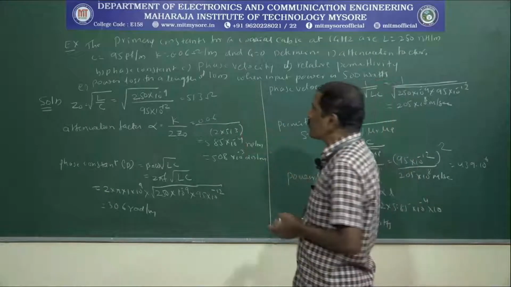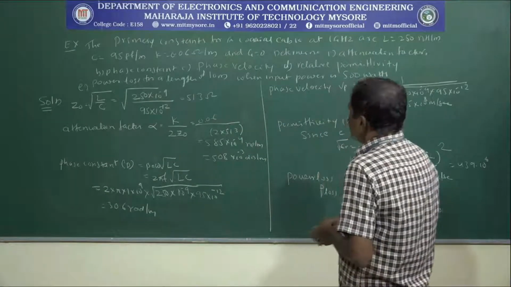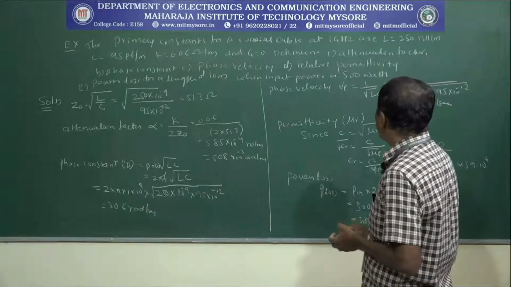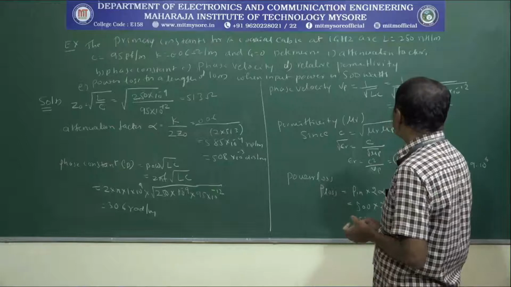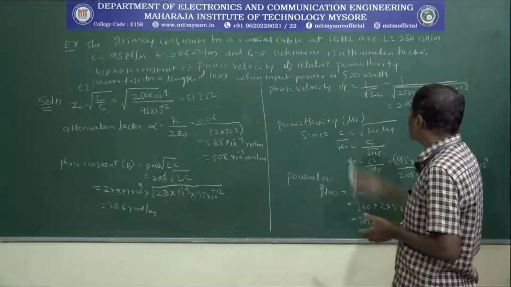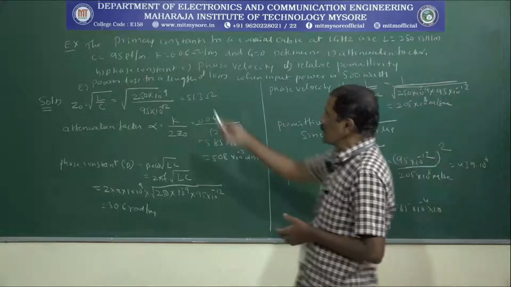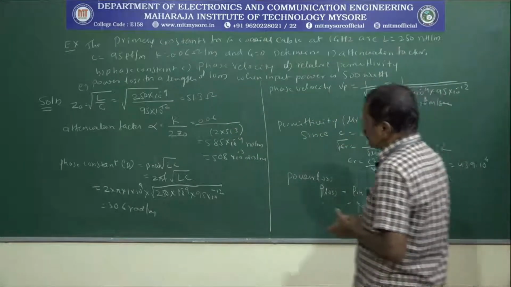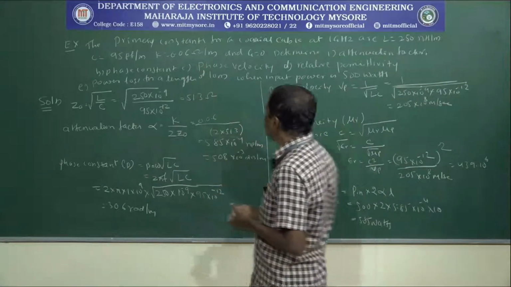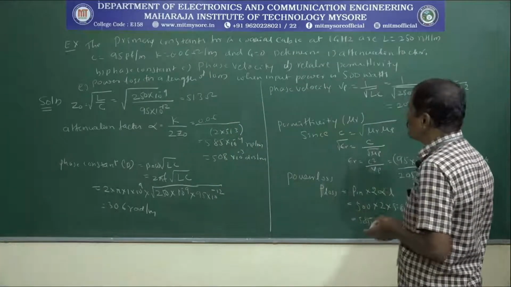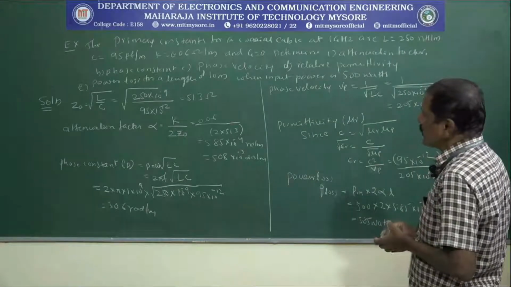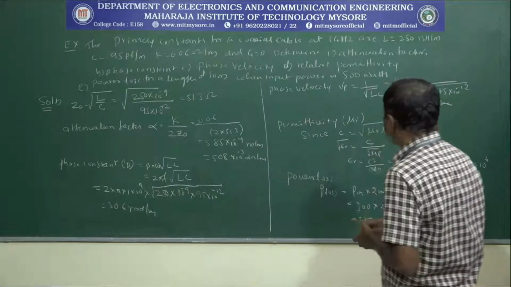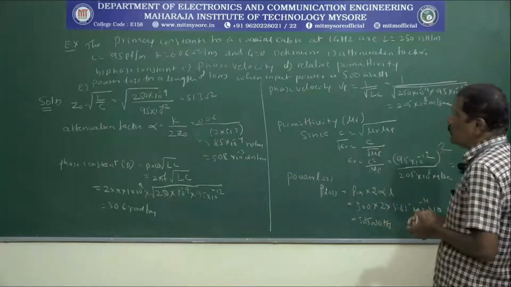Okay, now let us consider one more problem. The primary constants for a coaxial cable at 1 gigahertz are L equal to 250 nanohenry per meter, that is the inductance is given, and the capacitance is 95 picofarad per meter, and R equal to 0.06 ohms per meter and G equal to 0. Determine the attenuation factor, phase constant, phase velocity and relative permittivity.